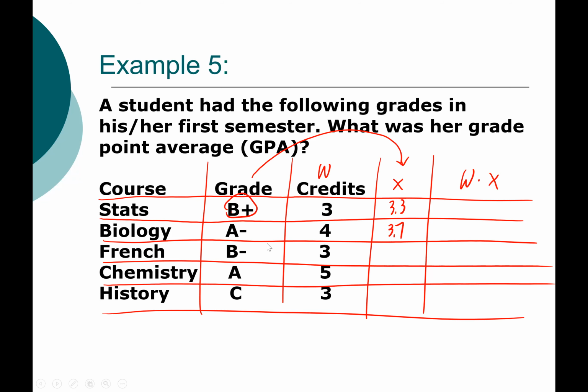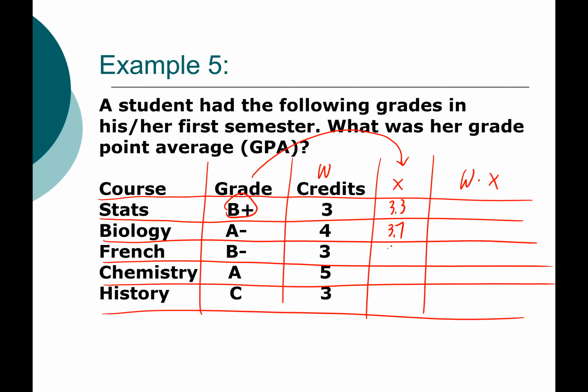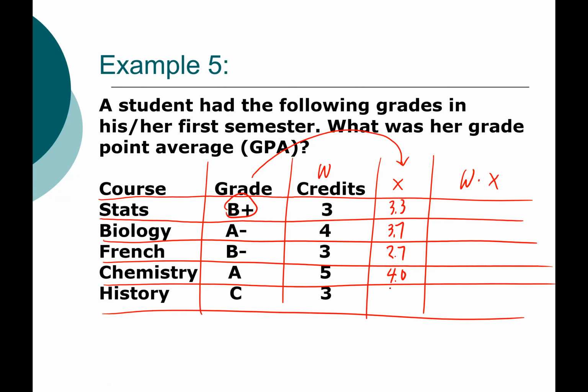B-, I have to quickly look that up. B-, I think it's 2.7 or 3.0. 2.7. Yes, that's right, B- is 2.7. Okay, go back. And A is definitely a 4.0. And C, I think it's 2.3, but let's double check. C is 2.0. Okay. Now we have all these grades and associated quality points.